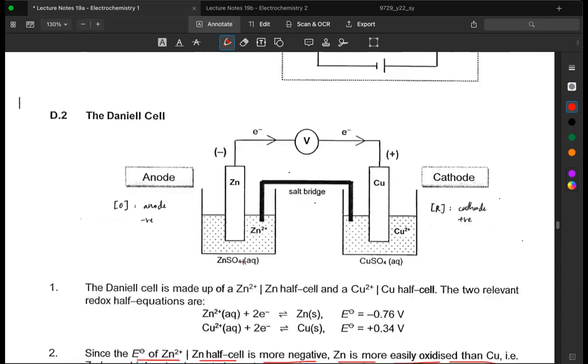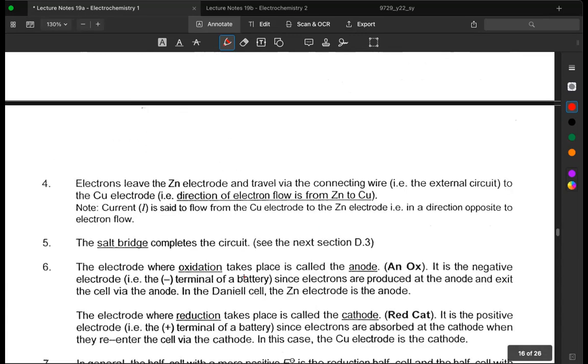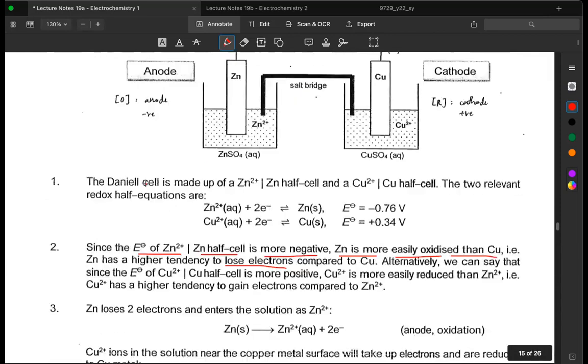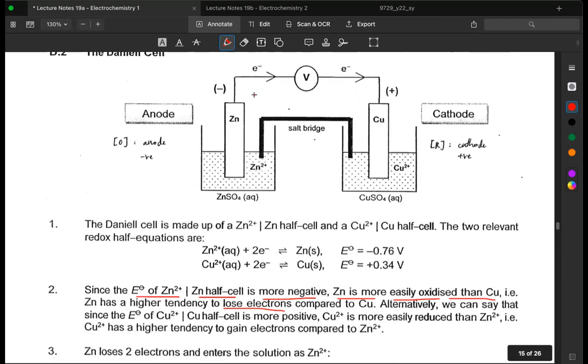So this is the so-called Daniell cell. Of course, you have the salt bridge in between. The electron leaves the zinc electrode and travels via the connecting wire. So the electron only flows on the metal surface and the wire, not in the solution. So remember, we are talking about electron flow, not the conventional current you learn in physics. Okay?